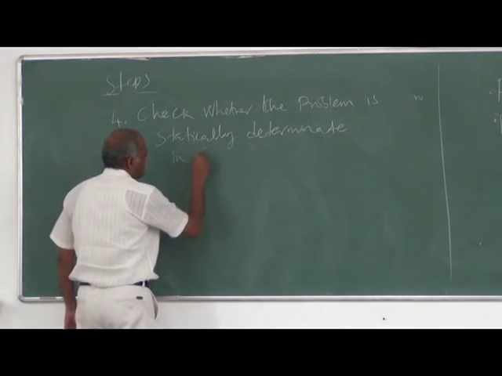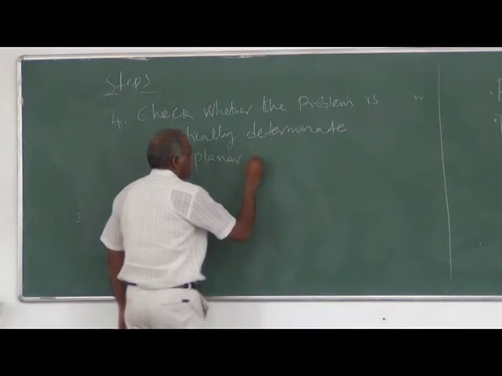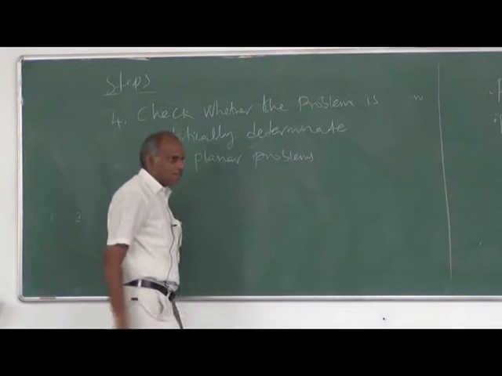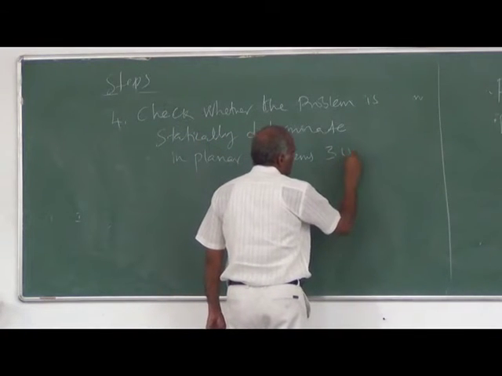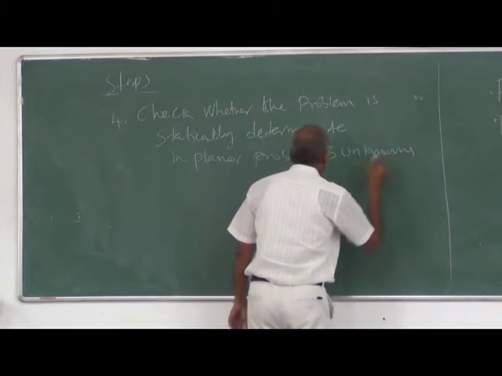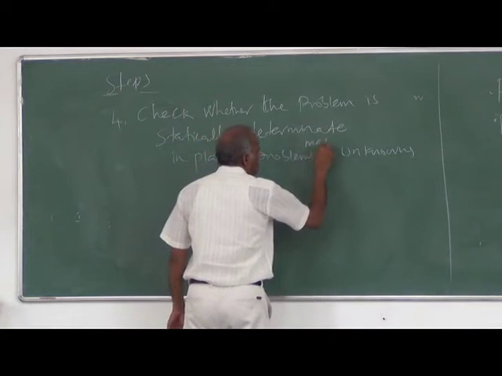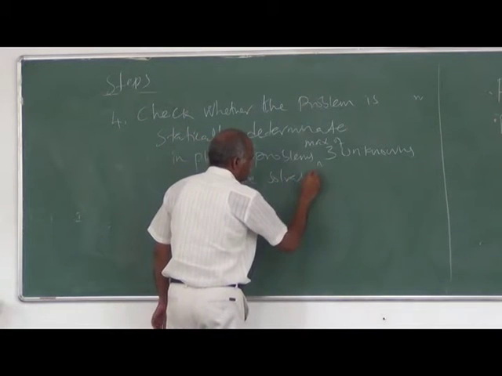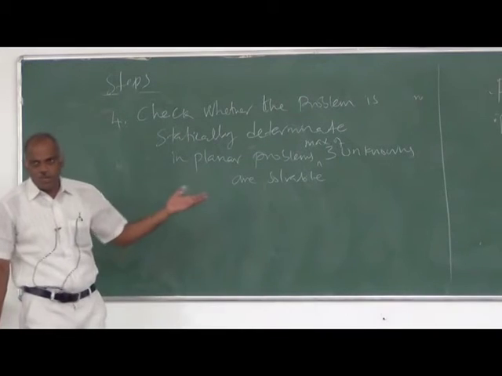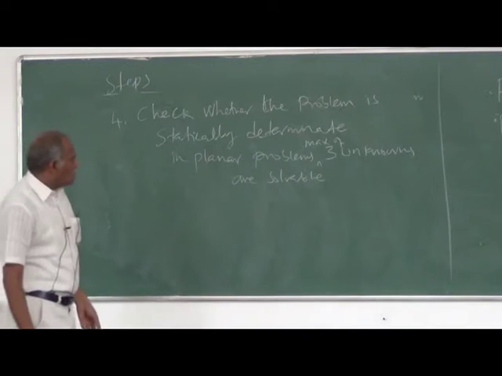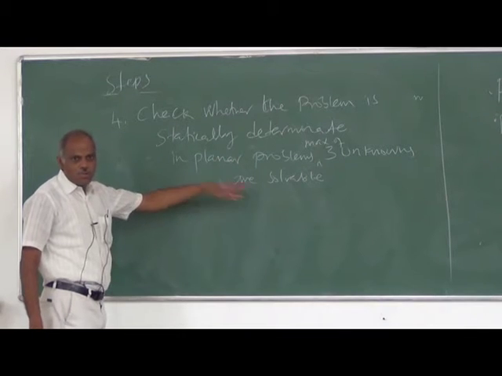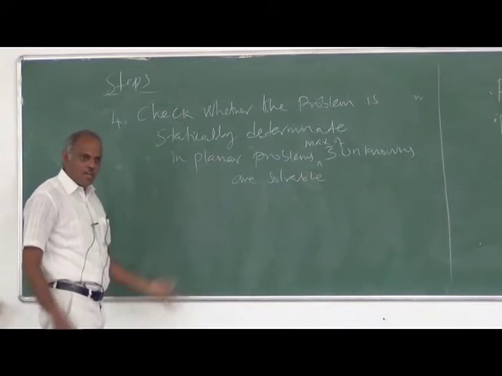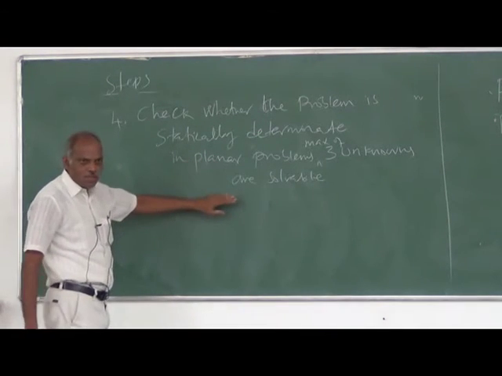In planar problems, that is what we are discussing, a maximum of 3 unknowns are solvable. That is, only 3 unknowns can be found out, because we have only 3 equations. That could be either 2 magnitudes and 1 direction, or 2 directions and 1 magnitude. Anything like that you can solve.